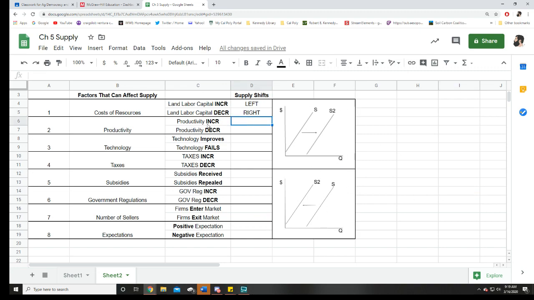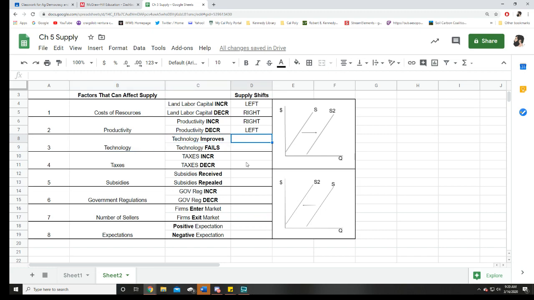Productivity. So if your workers' productivity increases, that means it's going to go to the right. If your productivity decreases, it's going to go to the left. So what I pretty much will ask you to do is just to denote whether it's going left or right, and then generally make a little mock supply curve shift. That way I can see that you know the direction in which it's going.